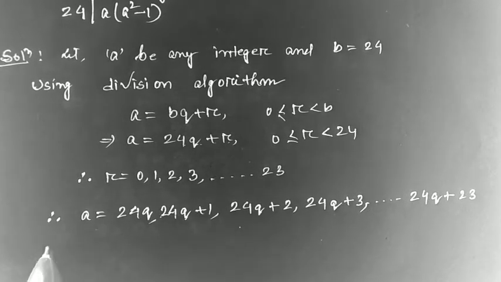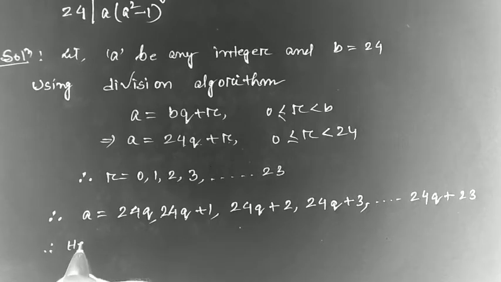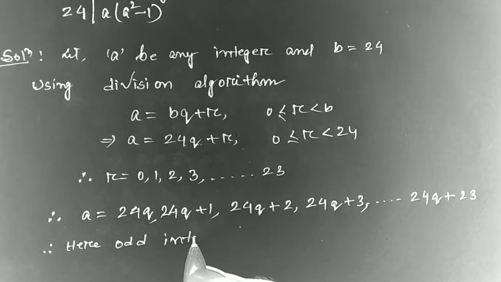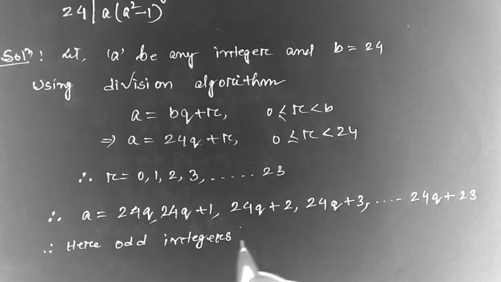So here odd integers are, which are odd integers?